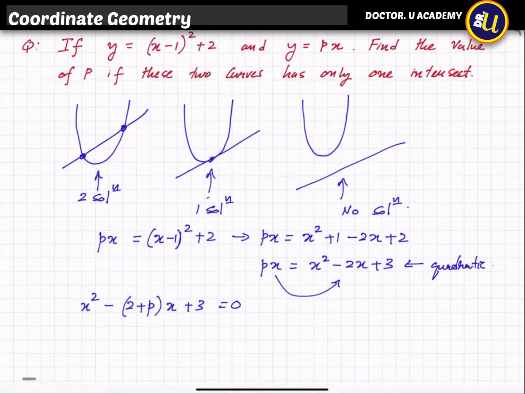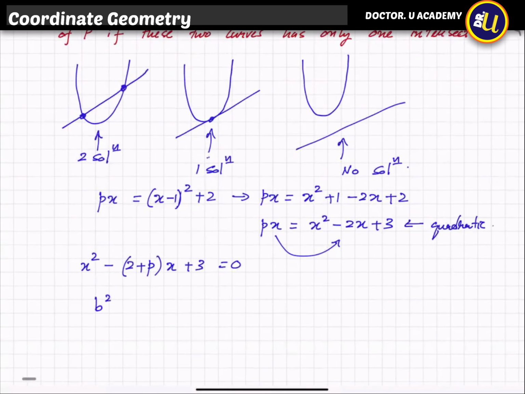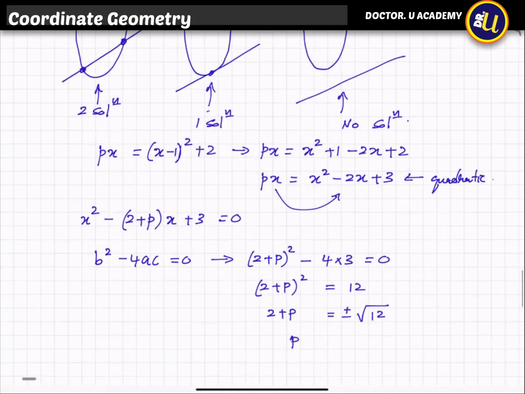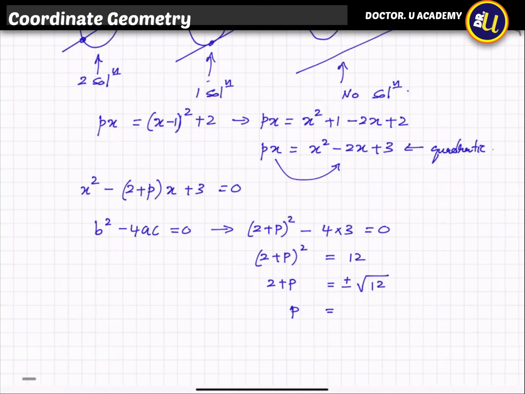So we know the discriminant. For one solution, b squared minus 4ac is equal to 0. So what is b squared now? (2 plus p) squared minus 4 times 3 is equal to 0. So you get (2 plus p) squared is equal to 12. So 2 plus p would be square root 12. So you put plus and minus, then p value would be minus 2 plus or minus square root 12.